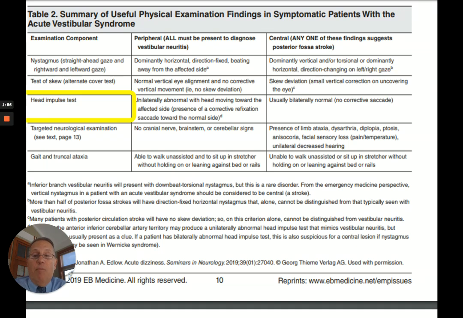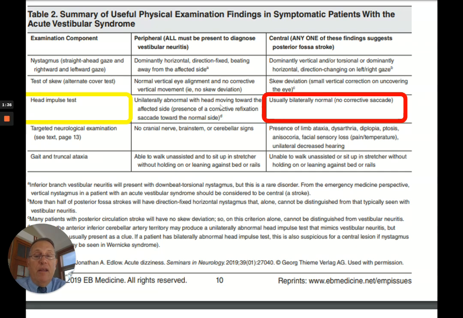What about the head impulse test? What is a peripheral finding? If on one side, with moving the head, there is a corrective saccade, but not on the other, it means one of the vestibular systems is failing to work appropriately. That would suggest a peripheral etiology.